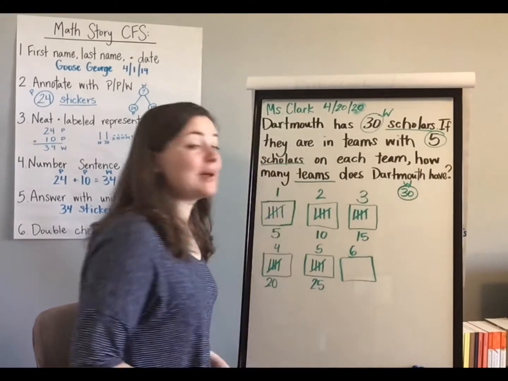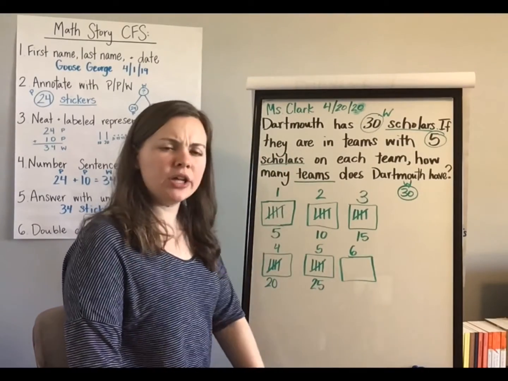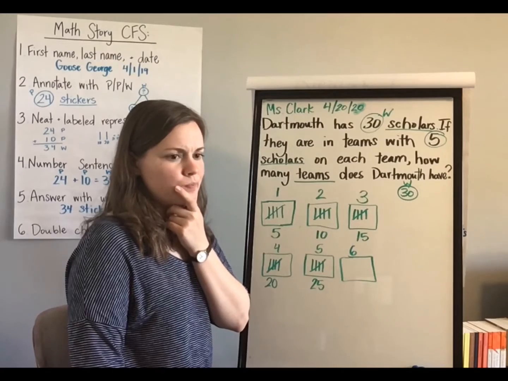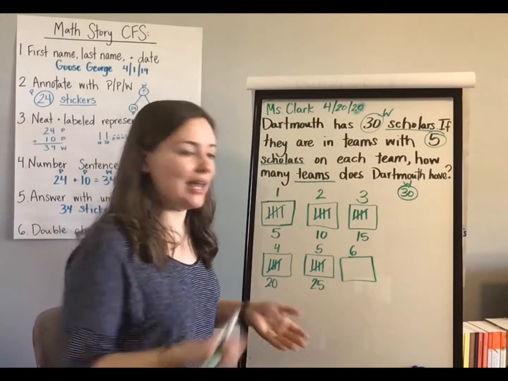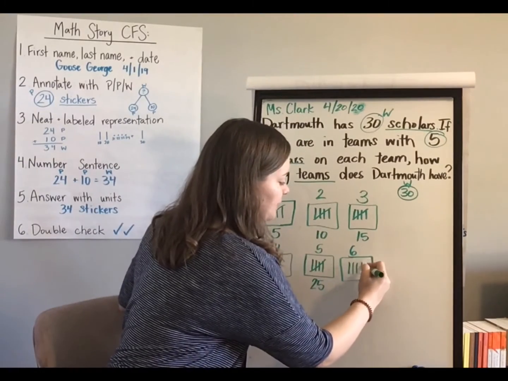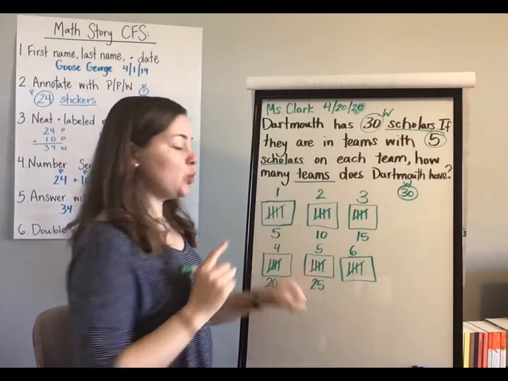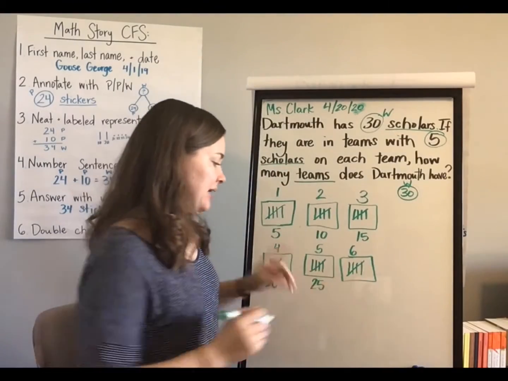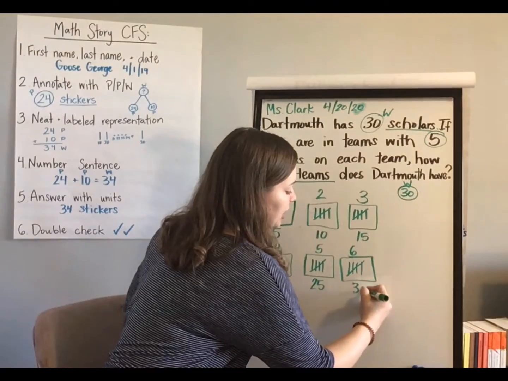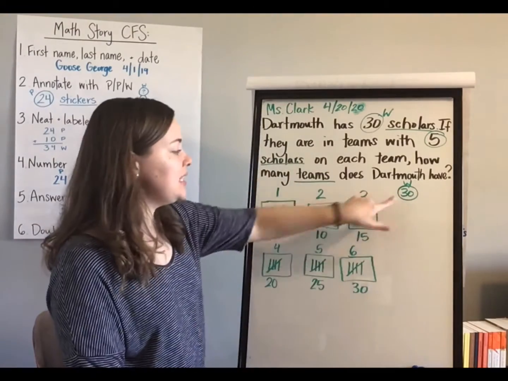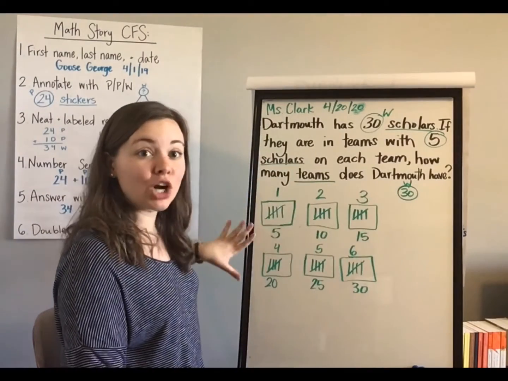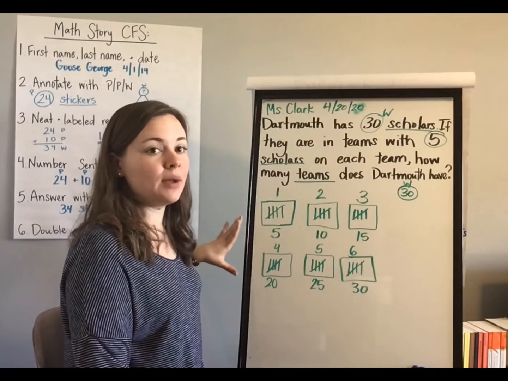Here's my 6th team. How many scholars do I put on that team? You're right, I put 5 again. Every team has the same amount. I was at 25 scholars earlier, now I added 5 more, and I have 30. Perfect. I have represented the whole amount of Dartmouth scholars. All 30 of them are represented.